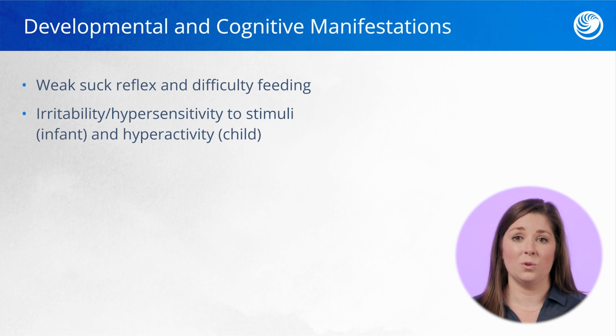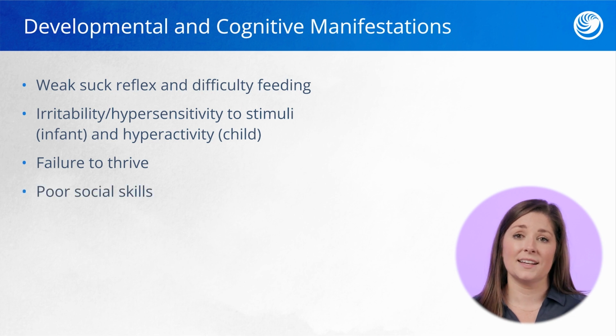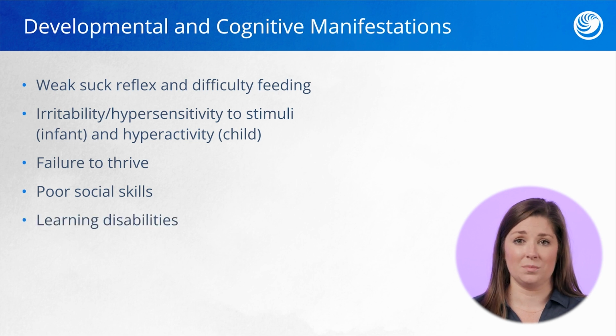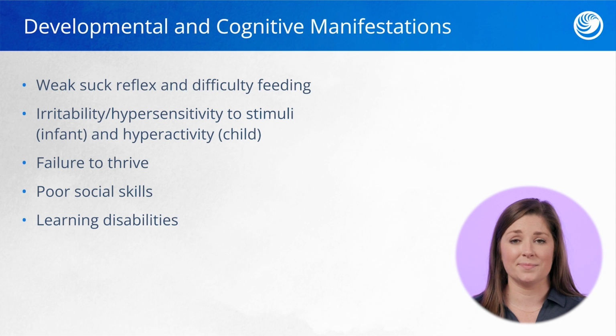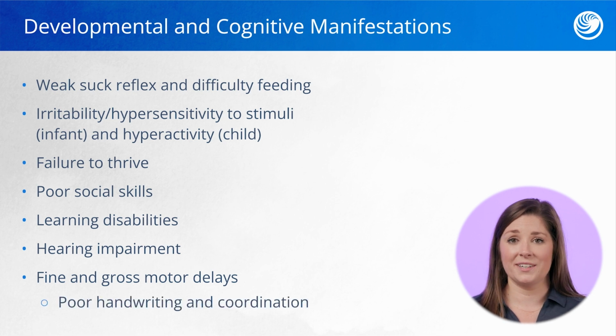As these clients get older throughout childhood, they may be more hyperactive or inattentive. The clients are at risk for failure to thrive due to their poor feeding. These clients may have poor social skills and start to isolate or withdraw themselves from others. They can also have learning disabilities, and we'll see this in school. They may have poor success in school. The clients can also experience hearing impairment and fine and gross motor delays. This can include poor handwriting and even poor coordination.